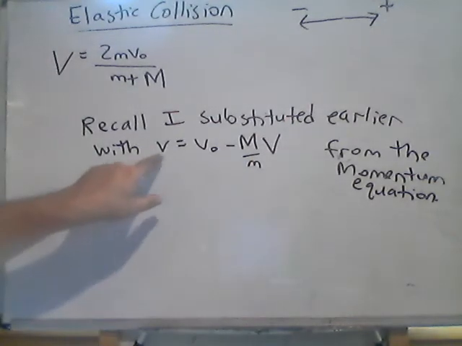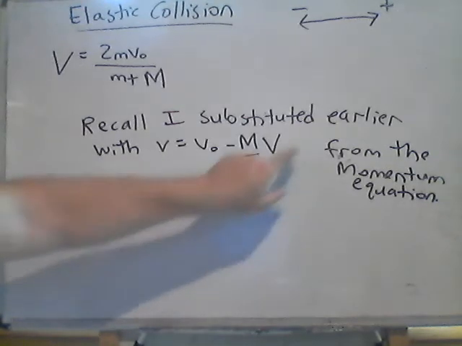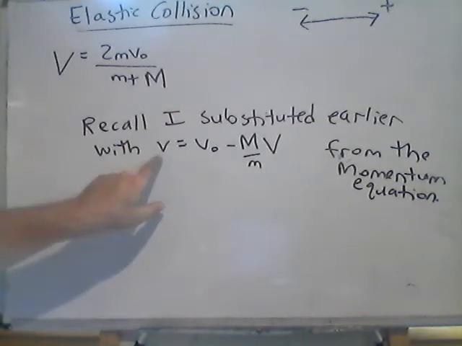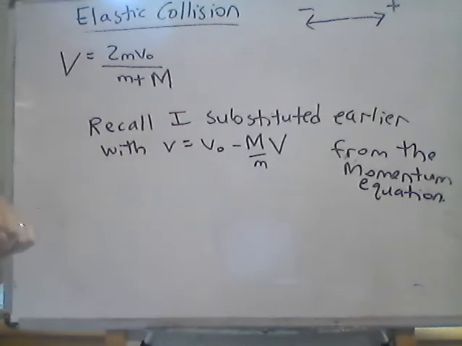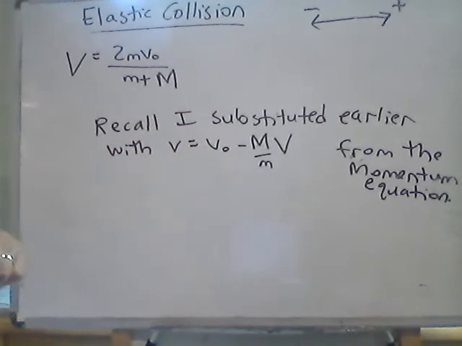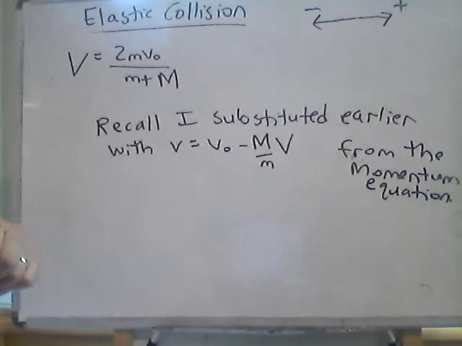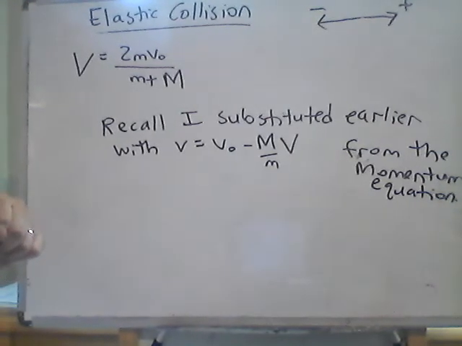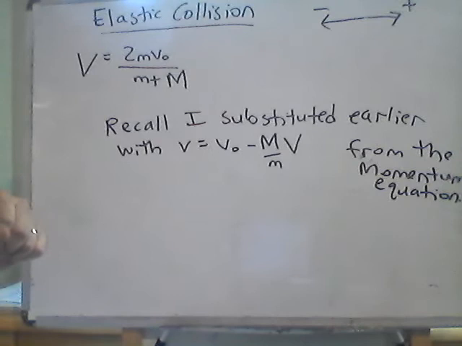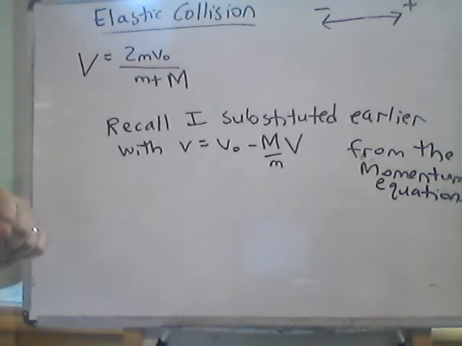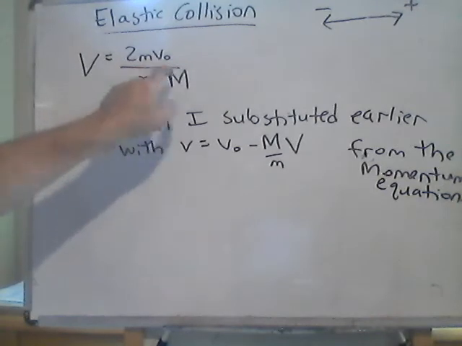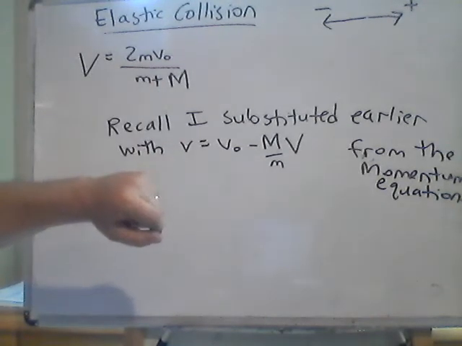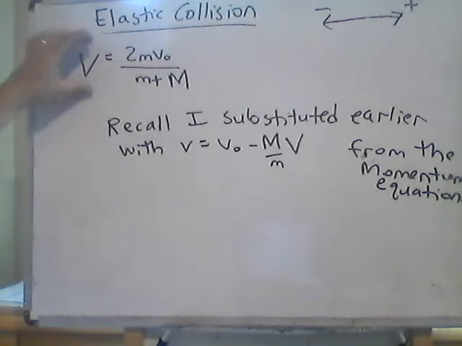So my momentum equation, if you remember, we got this nice relationship, and I used that to substitute into the energy equation for the V squared. Remember, when you are doing two equations, two unknowns, you eliminate one variable and solve for it. I can actually solve for this now. I know the mass of the puck, the initial velocity of the puck, and the mass. So I can actually get a number right now.